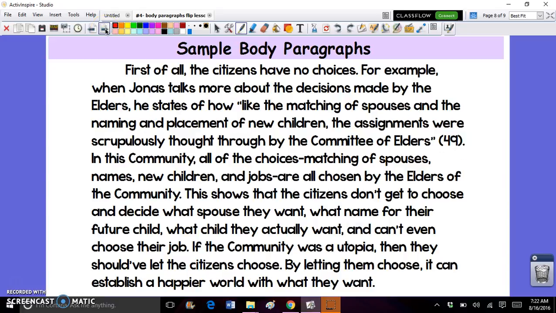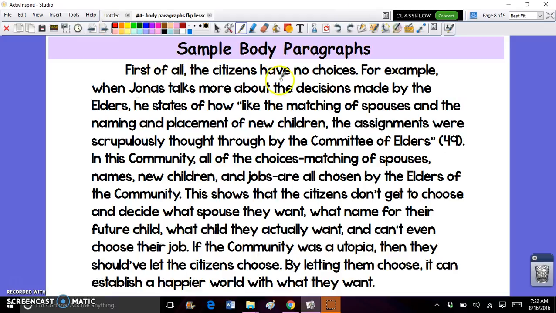All right, so let's look at a sample body paragraph. Here we have a sample from one of our 6th grade essays about The Giver. Last year we wrote about whether or not Jonas's community is a utopia or a dystopia. And here we have a very strong example of an effective body paragraph. It has all the elements that we just talked about in the previous slides.